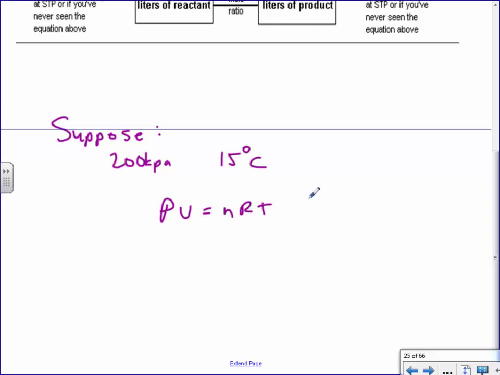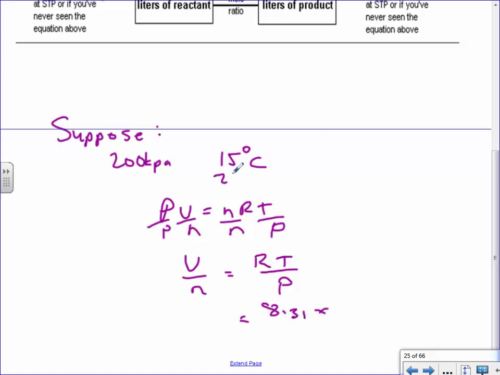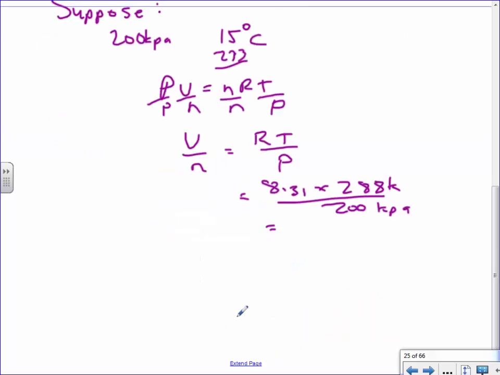And what we're looking for is a liters to mole ratio. So you really need to divide by n on both sides and divide by P on both sides, leaving you with volume over moles, and then you'd have R, T, and P. Now, it's 22.4 at STP. It's 24.8 at SATP. This is neither of those two conditions, but I can still find my numerical value. I just have to take 8.31 times 288 Kelvin, and divide by 200 kilopascals, and that will get me my liters per mole number that I may want to use.